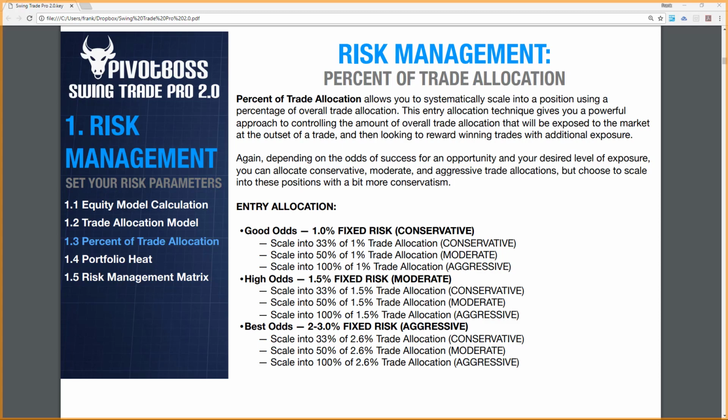So again, a great way to scale into trades based off your trade allocation. And again, it's another lever that you can pull and adjust in order to go along this conservative, moderate, and aggressive scale. So a great way to enter trades using percent of trade allocation.